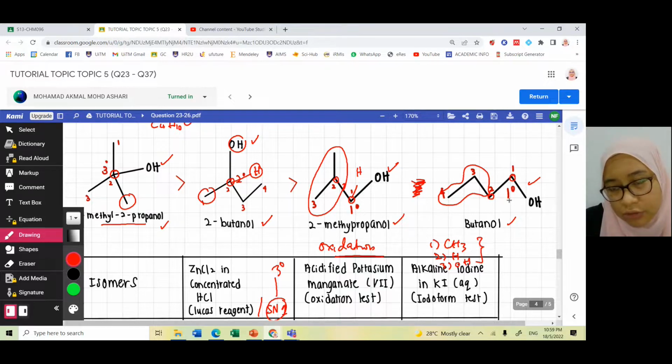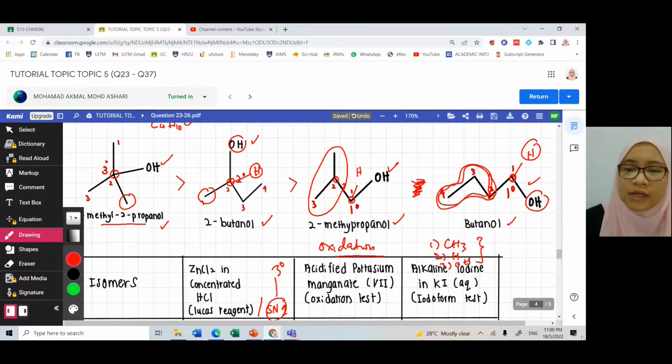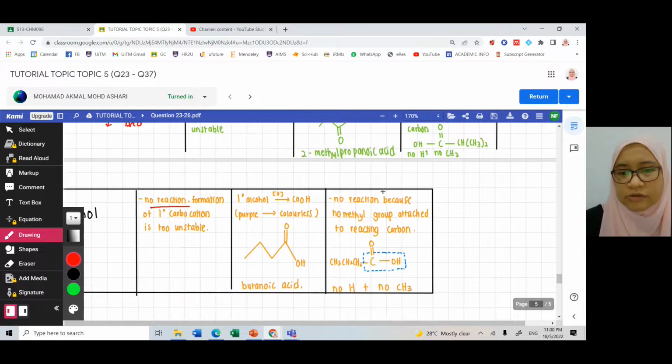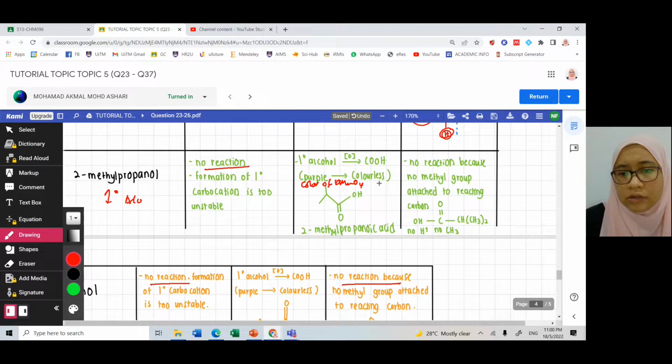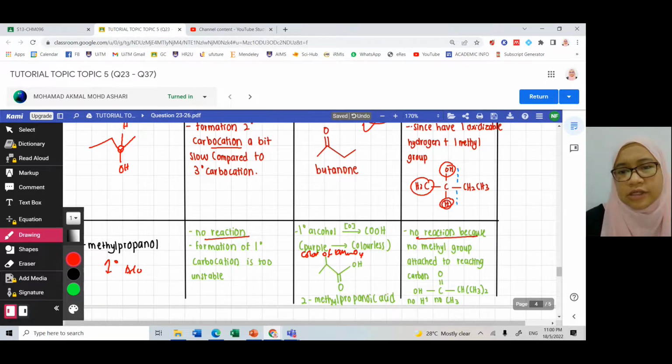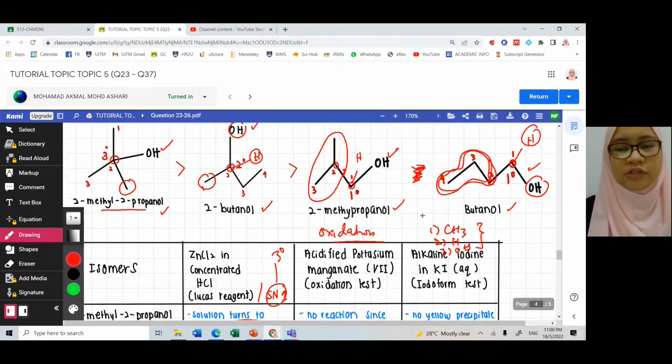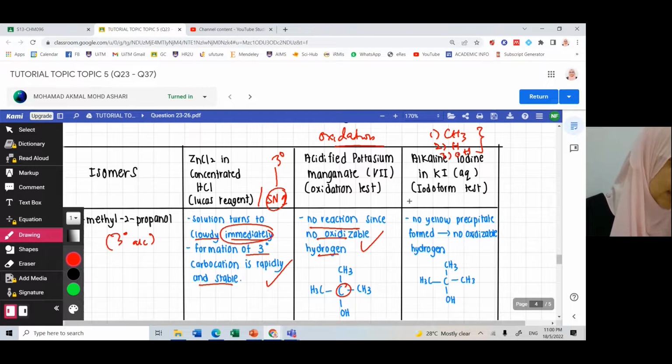How about butanol? Butanol also will not give a positive result for the iodoform test, because this carbon, yes, has hydrogen and OH, but it isn't attached to methyl. This is not methyl, this is ethyl. So butanol will give a negative result, meaning no reaction will take place. There's no methyl group attached to this one. So only 2-butanol will give a positive result for the iodoform test.